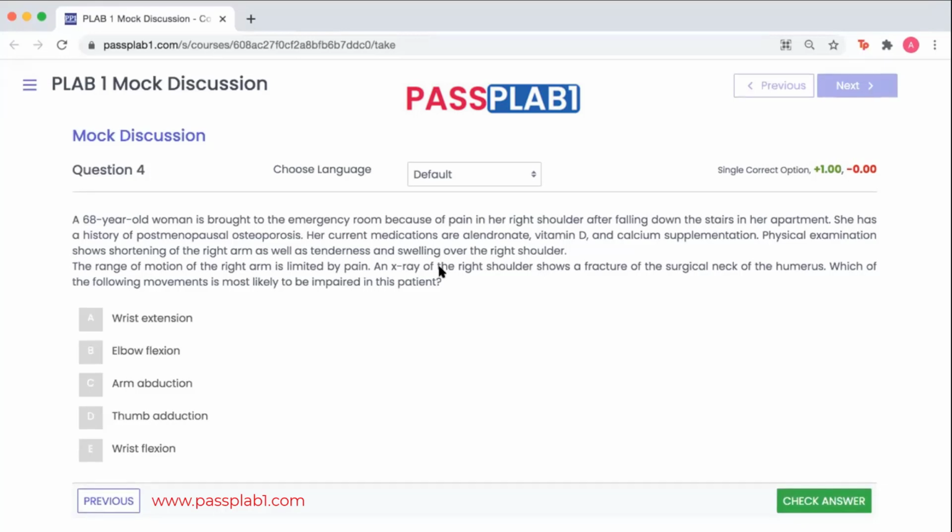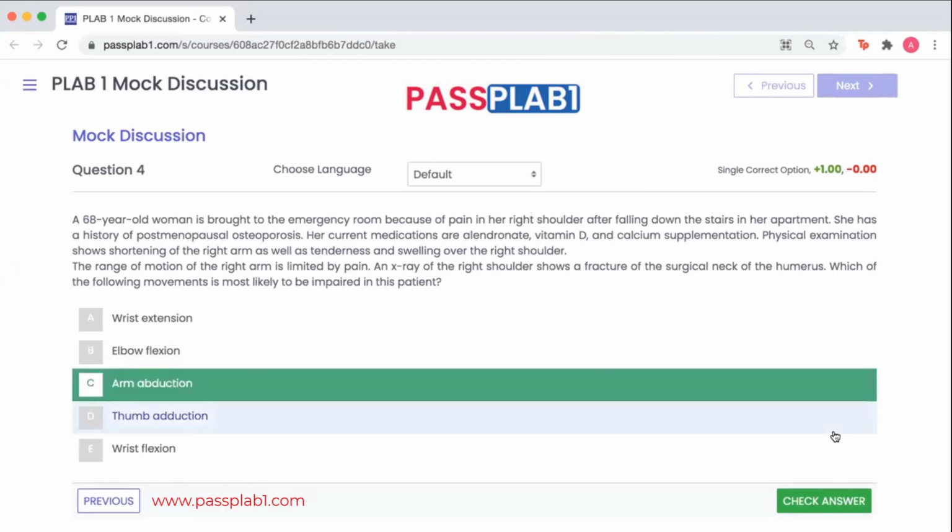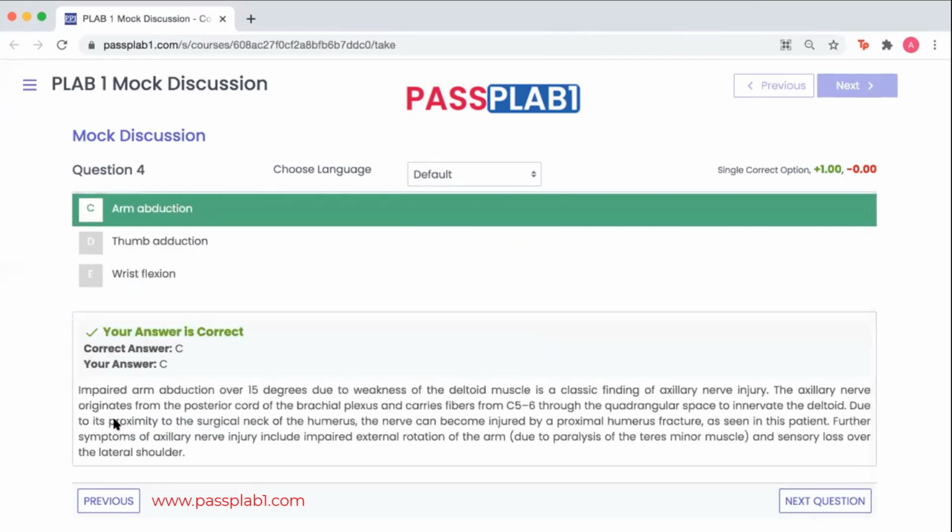So in the surgical neck, you've got the axillary nerve, and in the middle of the humerus, it would have been the radial nerve. So in this case, it's something to do with the axillary nerve. And then looking at the answers, so you've got wrist extension, elbow flexion, arm abduction, thumb abduction, or wrist flexion. And it's more likely going to be arm abduction because that's supplied by the femoral nerve.